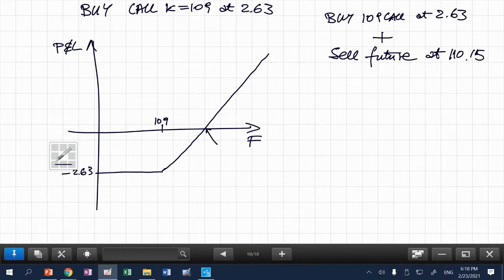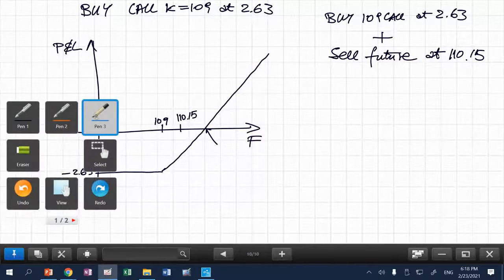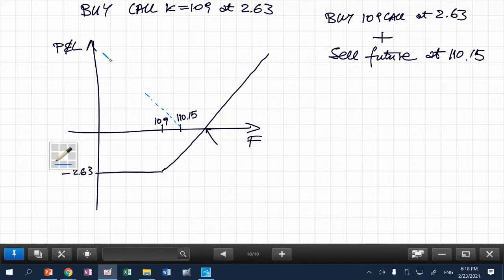Let us add a short position in the future here. So 110.15 is here. And the position of selling the future, very simply, has a P&L that works in this way. It's a line with a minus 45 degrees inclination. Sorry, 110.15 is clearly here when the result is 0. And of course it makes money only if the future price drops below 110.15 at maturity, and loses money if the future price at maturity is larger, okay?